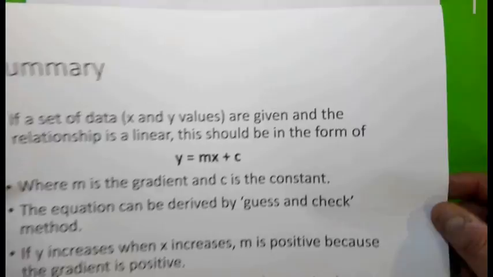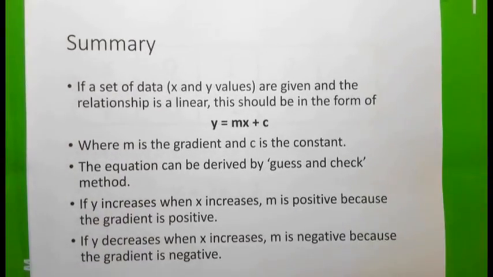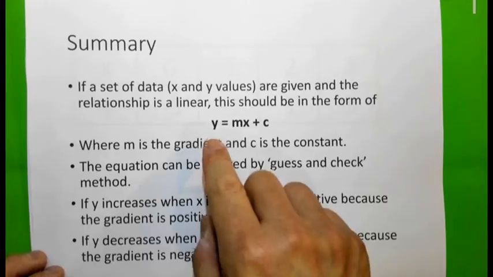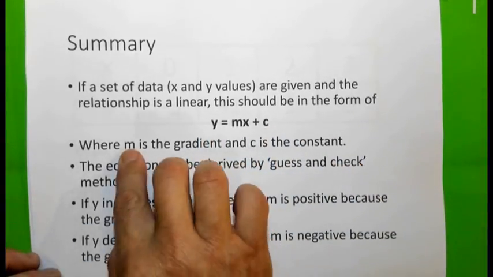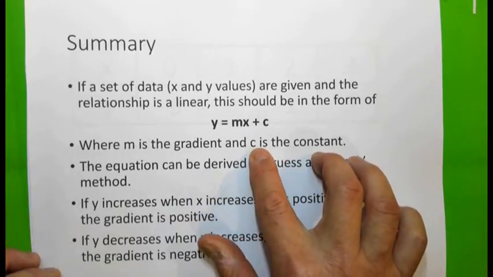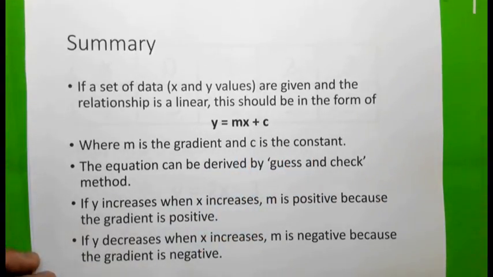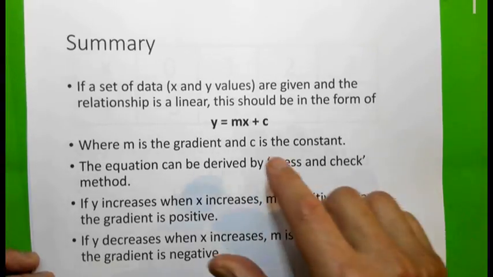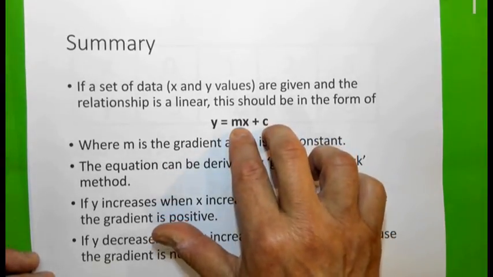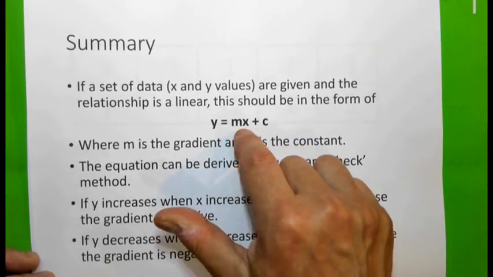Now, as a summary, if a set of data x and y values are given and the relationship is a linear relationship, this should always be in the form of y equals mx plus c. M is the gradient and c is the constant. So the equation can be derived by the guess and check method. Guess m and guess c. Do some intelligent guessing.